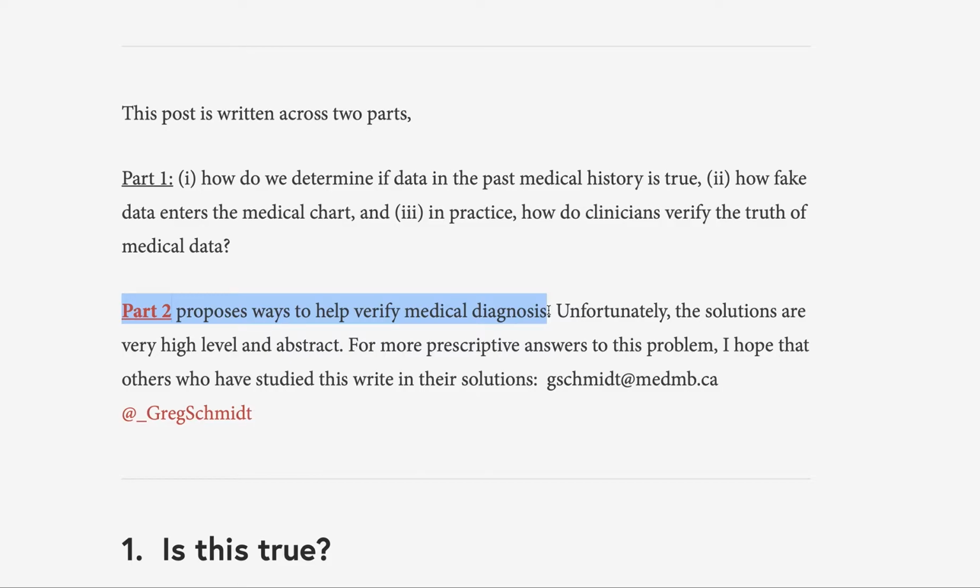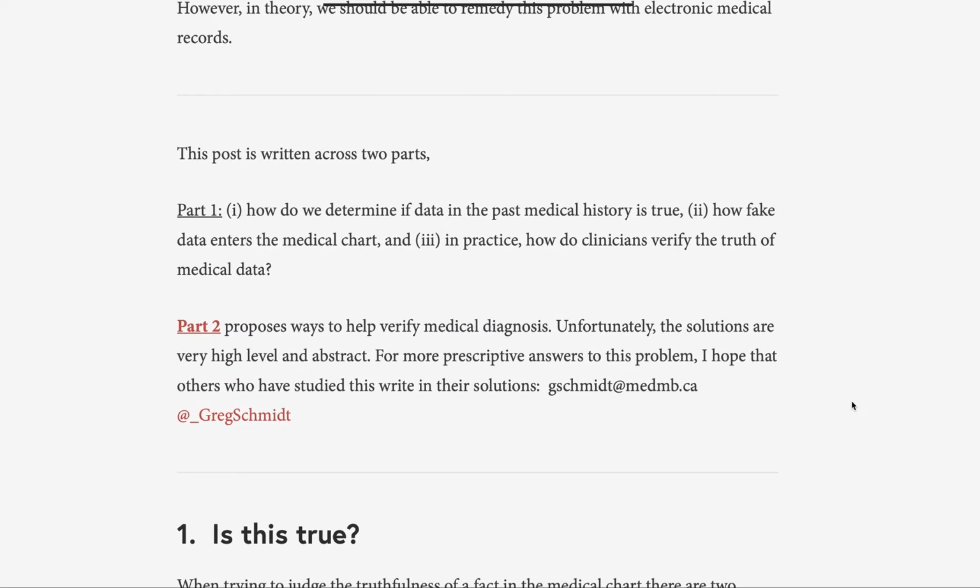And I know that people have been working on this problem. And so hopefully some people either write to me at gschmidt@medmb.ca or through Twitter contact me, because I would like to see some of the best and most cutting-edge solutions out there for ascribing levels of truth to data in medical records. Because as I say, I know people are working on this.